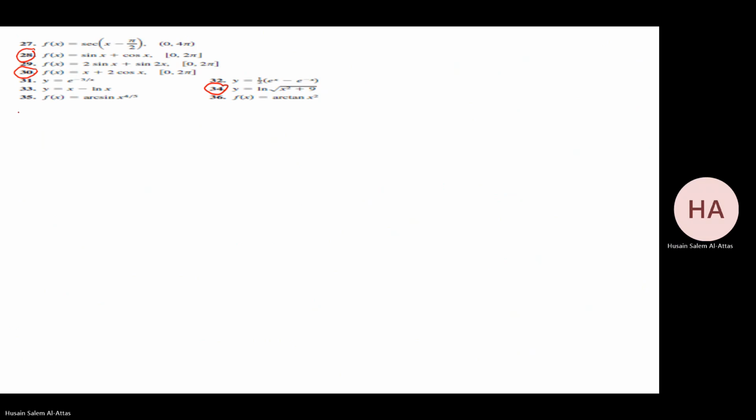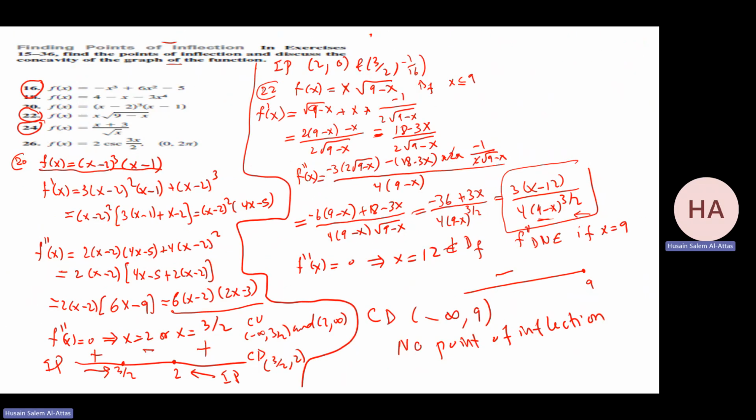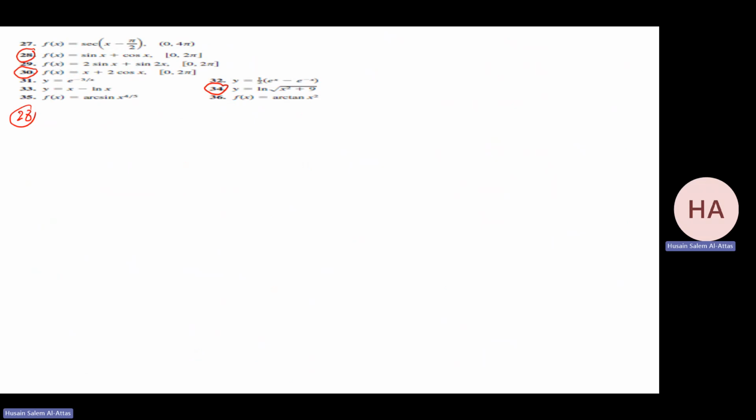28. What are we doing in these questions? We are finding the points of inflection and the concavity. So we are talking about the second derivative in general. In each case, you need to find the second derivative. f of x equals sine x plus cosine x. This domain is given to us.